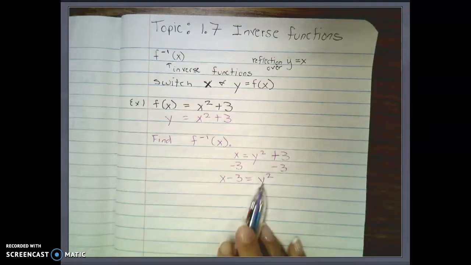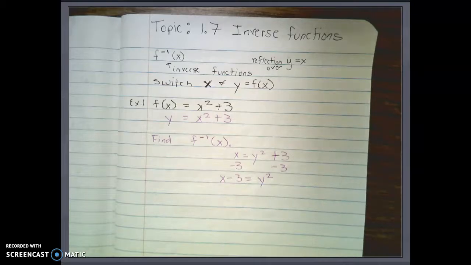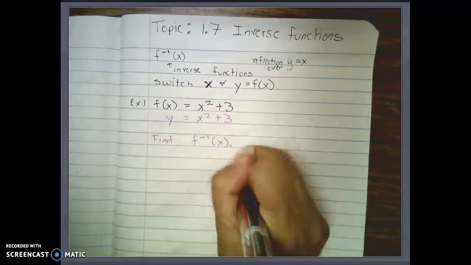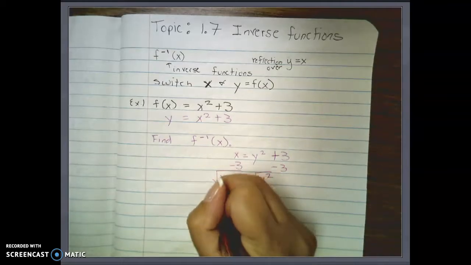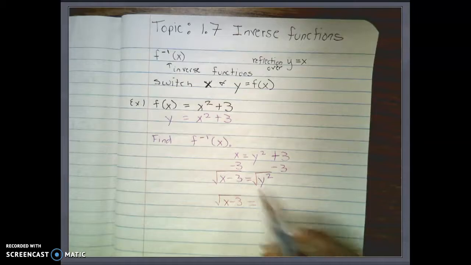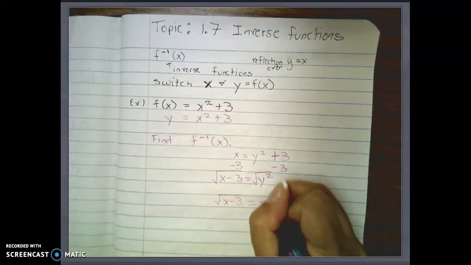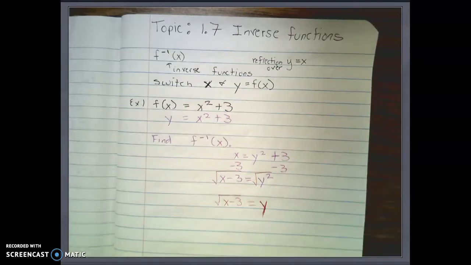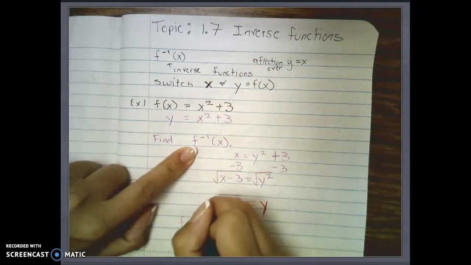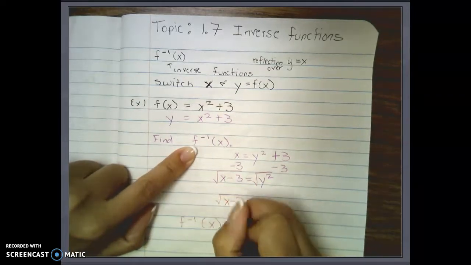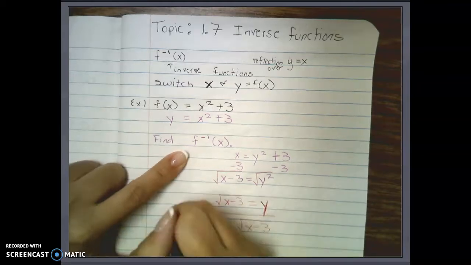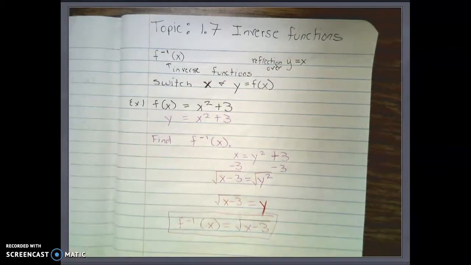And to get rid of a squared, you're going to take the square root. So I have the square root of x minus 3 equals y, since the squared and the square root just cancel. So that means f to the negative 1 of x, the inverse, is equal to the square root of x minus 3. And this is all you are doing. And that's your answer.